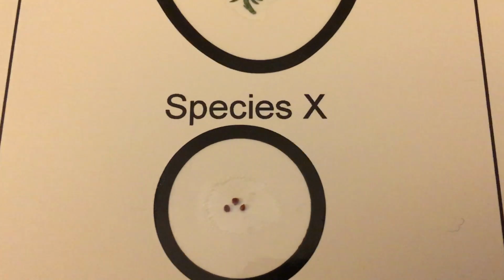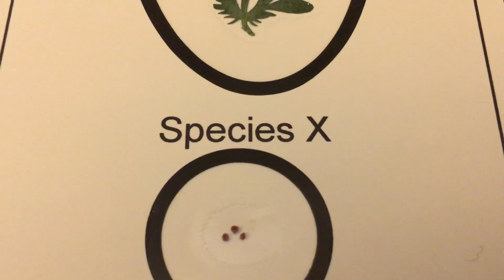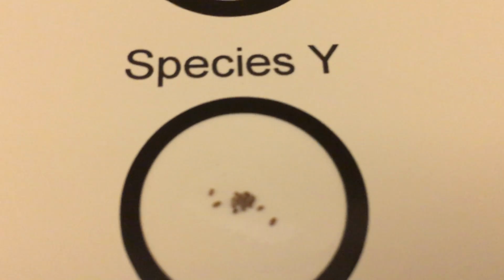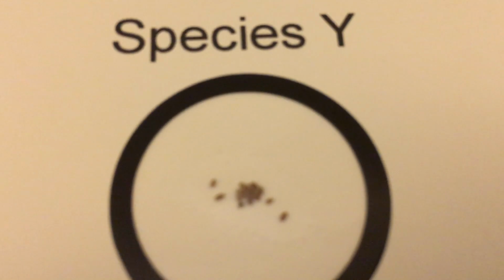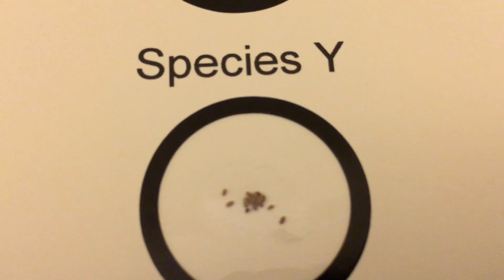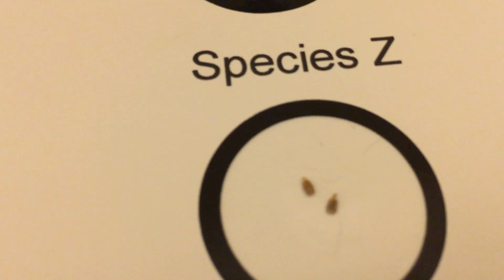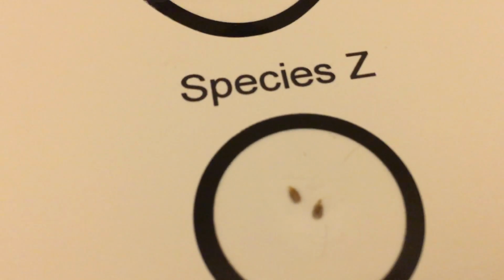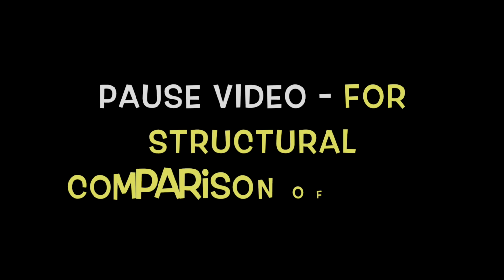X, Y, and Z. Some of the things that you can speak about when describing the seeds is the shape, the color, the size, the patterns, the relative thickness, and so on and so forth.